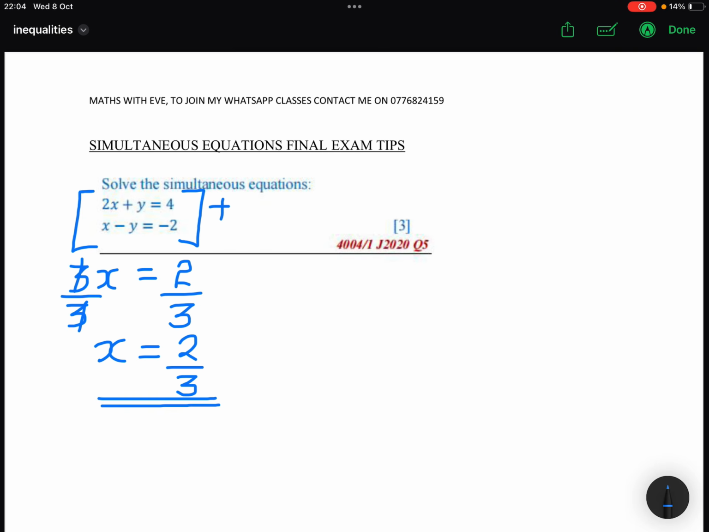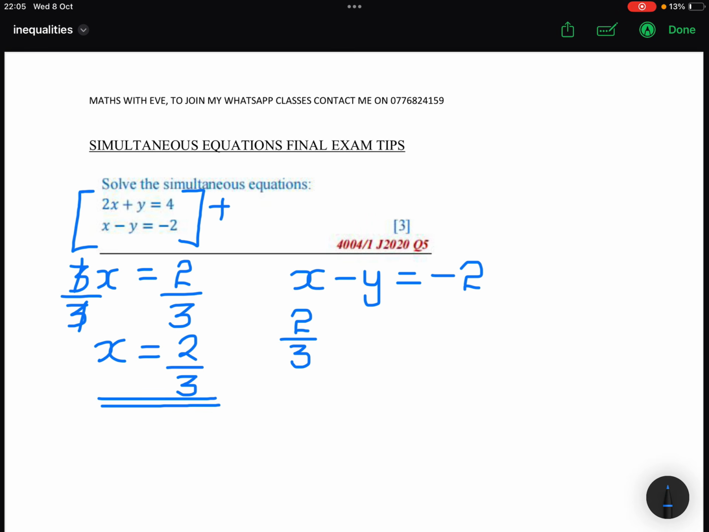We are now left with the value of y. We can substitute it in any of the equations. This value of x, we can either substitute in the first equation or in the second equation. So let's say we substitute it in the second equation. We are saying x minus y is equal to negative 2, and then on x, we substitute 2/3.